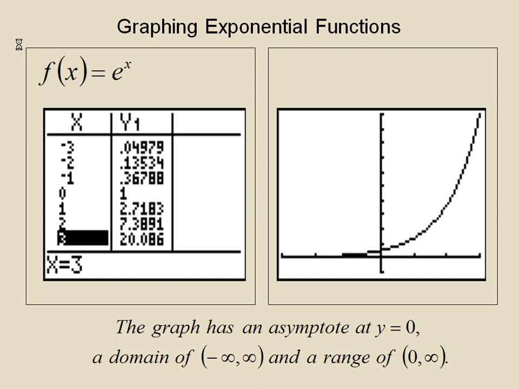And again, if you adjust that table and get values between 0 and 1, as x gets smaller and smaller, you'll get y values between 0 and 1 getting closer and closer to 0, but never reaching 0.